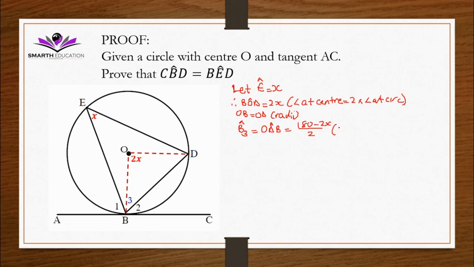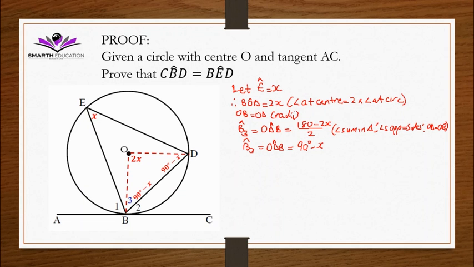Why do we say this? It's angle sum in a triangle, and also we're using that angles opposite equal sides are equal, because OD is equal to OB. You see that? So now we can find that angle B3 is equal to angle ODB, which is equal to 90 degrees minus x. So this is 90 minus x, and this one is 90 minus x.